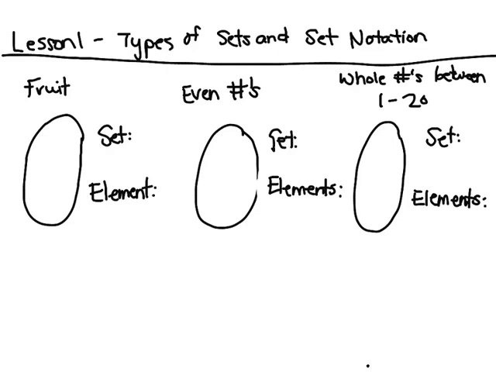So for the first example, we have fruit. Fruit is the set. And elements of the set would be anything that is a fruit. For instance, apple, cherry, grape, banana, peach, star fruit, whatever you really want to put. All of those things would be an element. And because we know that there are more fruit than just these three, we can put a dot, dot, dot. And what that means is that there are extra elements beyond what is listed. So we can write them inside of the oval, and that shows a set.